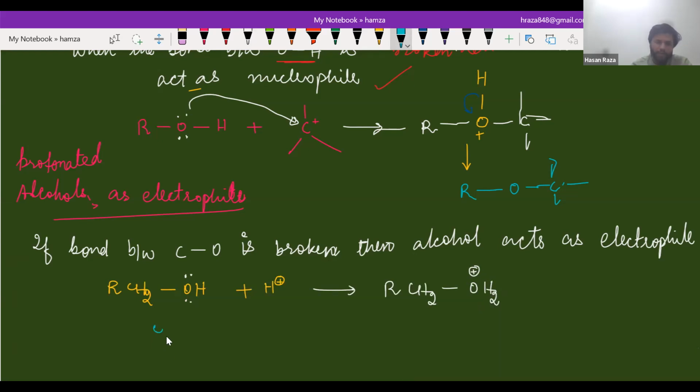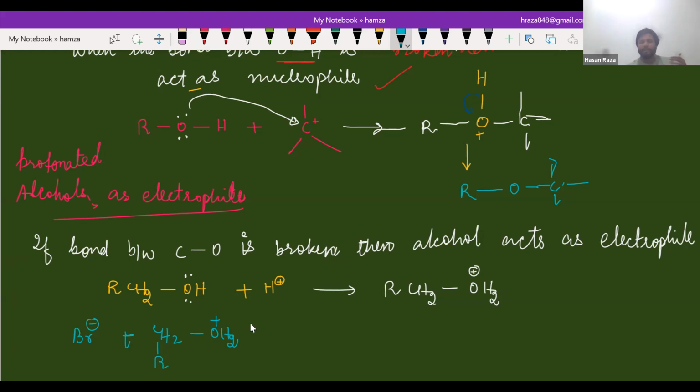Now what does this protonated alcohol do? You can see there is CH2 and there is OH2 plus. Always remember that a positive charge on a more electronegative element is less stable.